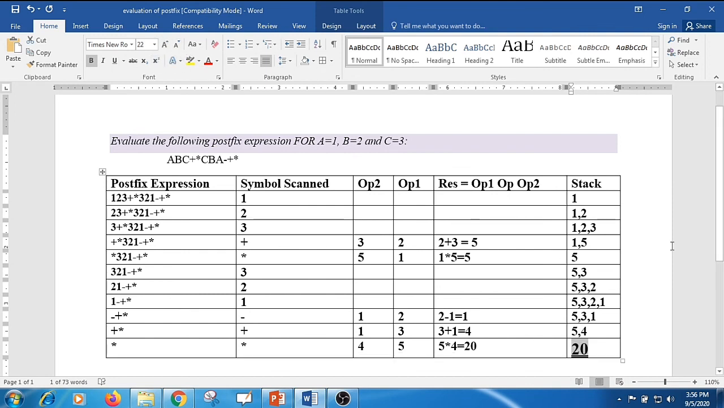This is how you evaluate a postfix expression. I hope this session is clear for you.